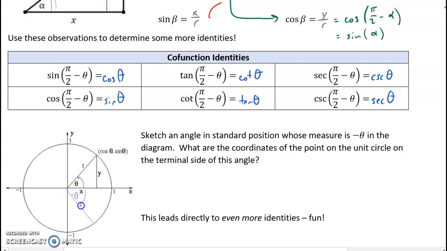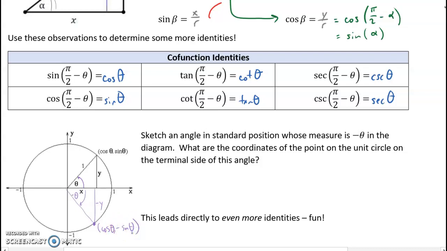That's going in this direction. So that's what it's asking us to do: sketch an angle whose measure is negative theta in that diagram. What are the coordinates of this point right here? Well, we're going to go to the right in x, and we're going to go down the same distance we went up, so that's going to be a negative y value, right? So the cosine of theta is still the x coordinate here, but we have flipped the sign of the sine. We have changed the sign from positive to negative, so we're going to say negative sine of theta.